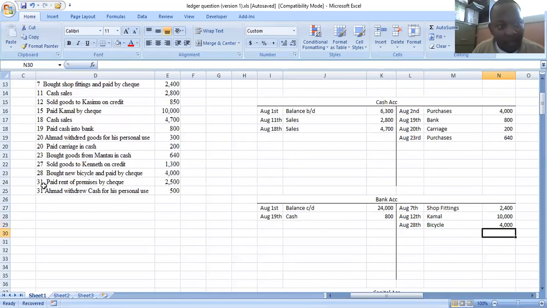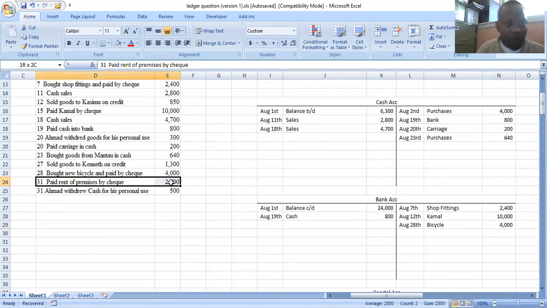Then we proceed on 31st of August, paid rent of premises by check. The two accounts here are rent expense and bank account. Rent is an expense, bank is an asset. So rent is increasing, so we debit the rent expense, because expenses, whenever they are incurred, we're supposed to debit the expense account. And then the bank account will be declining, so we credit bank account.